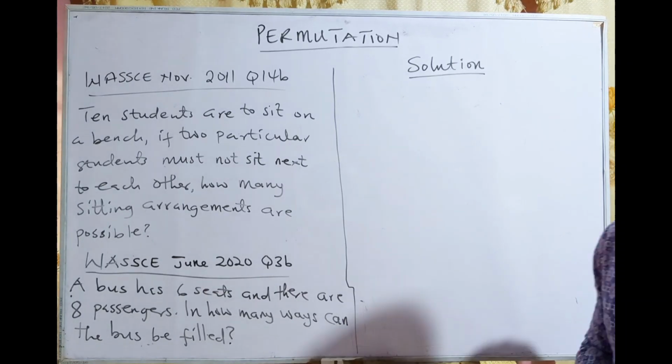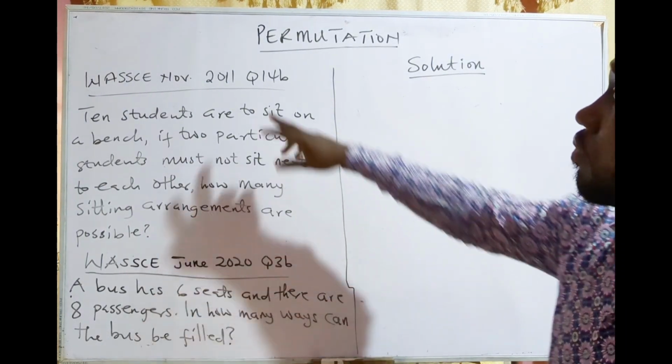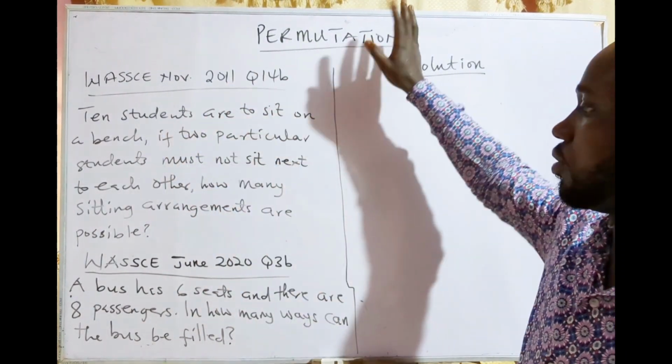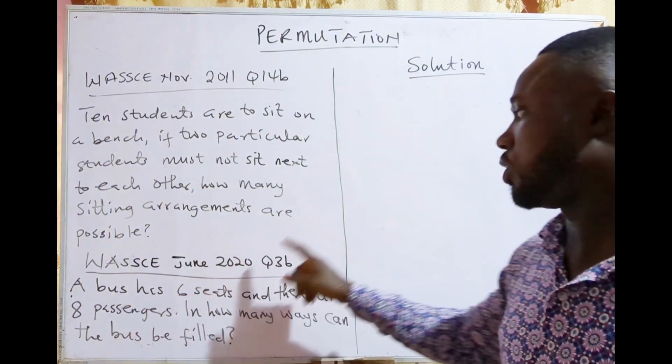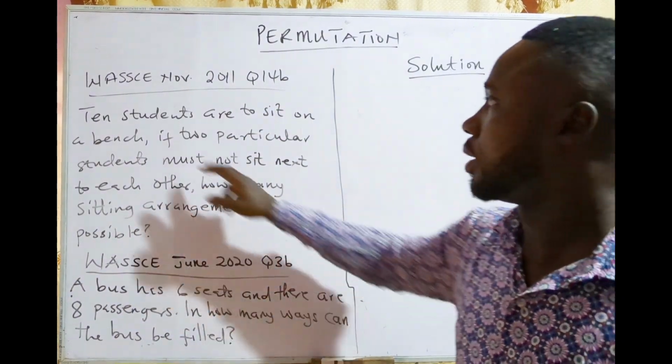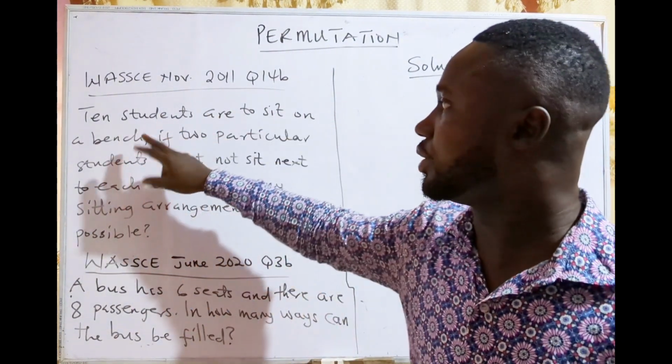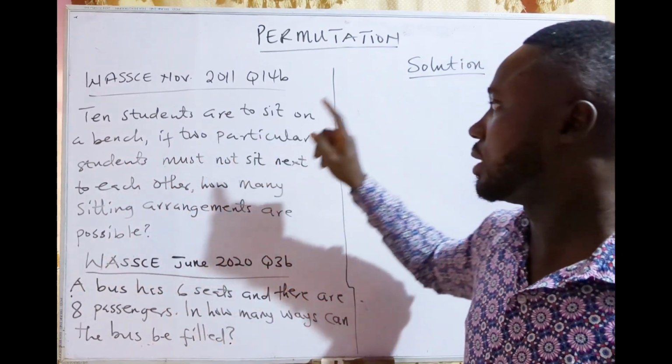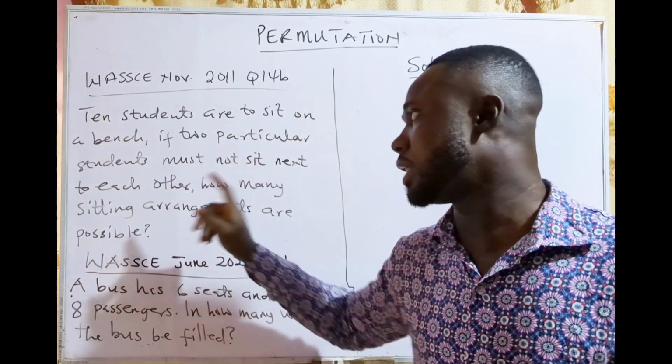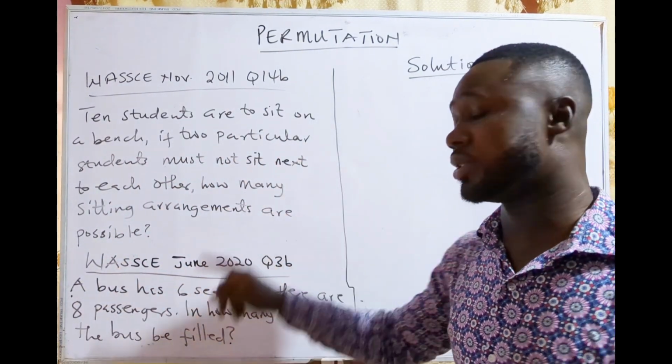Hello, let's look at these questions. WASSCE November 2011 question 14 and WASSCE June 2020 question 3b. 10 students are to sit on a bench. If two particular students must not sit next to each other, how many sitting arrangements are possible?